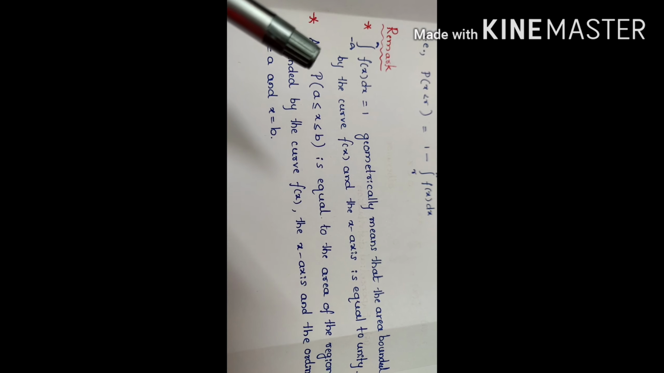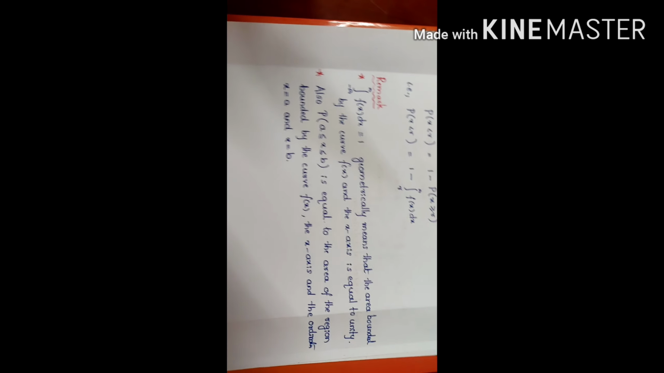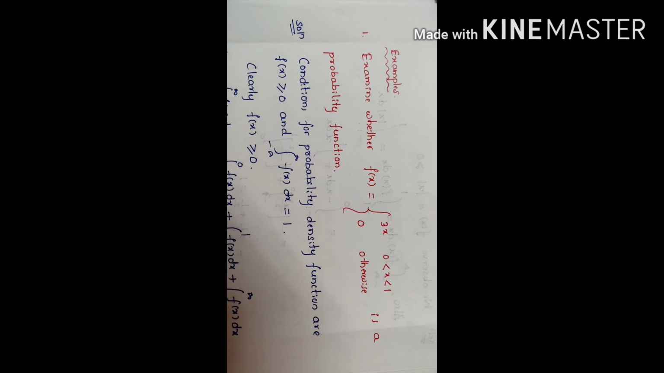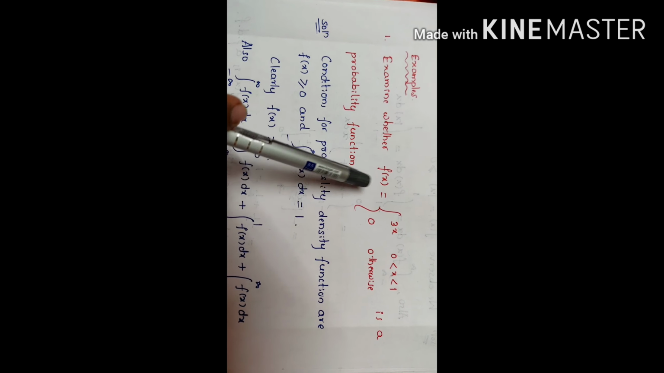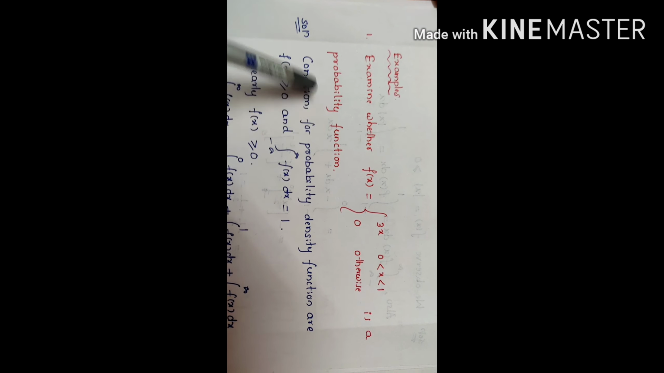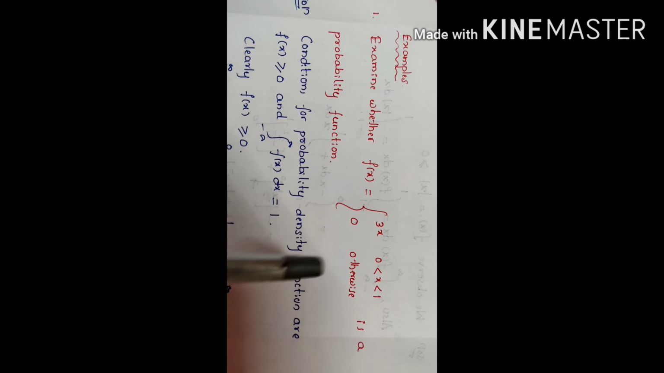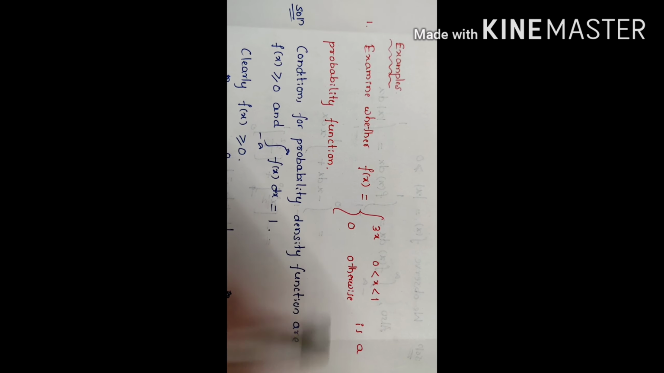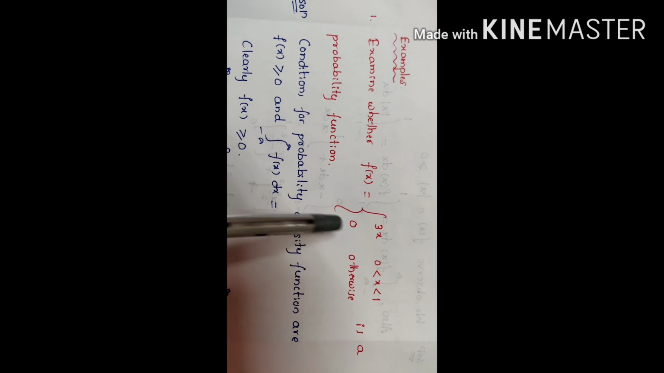And one more question was asked, how to consider the limits in a PDF when finding the values. So let us go through your previous examples. In the first example we examined whether the given function is a probability function or not. The given function is 3x when x lies between 0 and 1, otherwise it is 0. So this is the question.